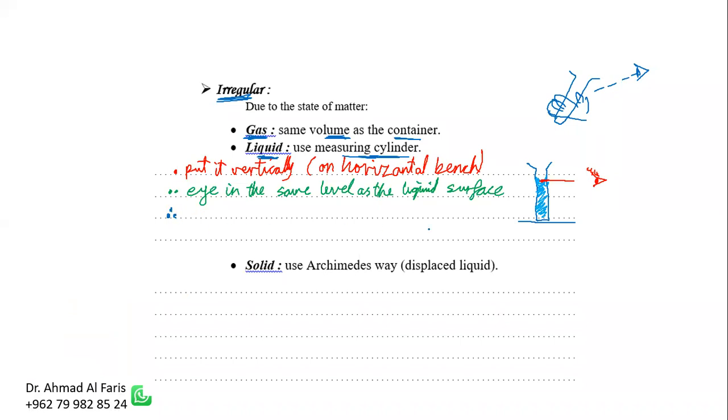about mercury. The mercury is concave in the opposite direction. If we have mercury, it curves like this, so we are going to read from the top of it. Reading from the bottom of the meniscus.